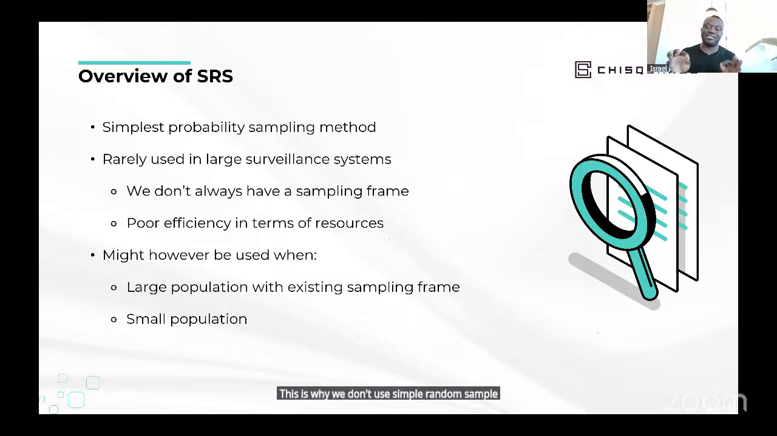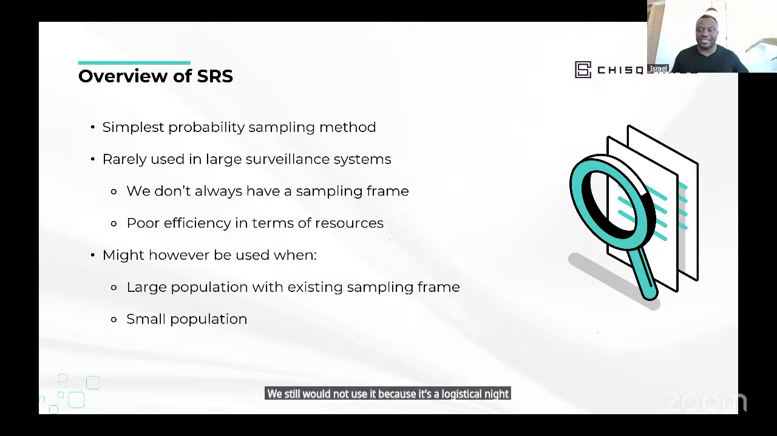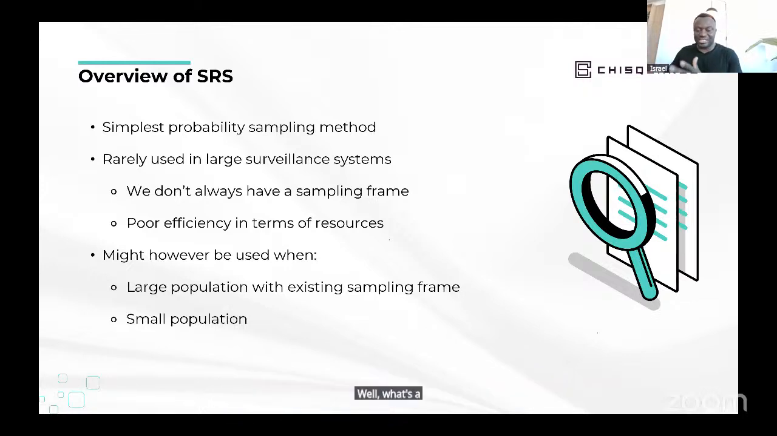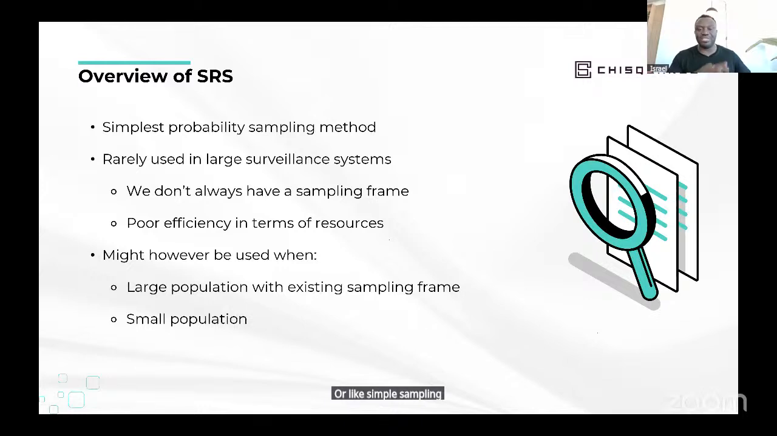Even if we were to have a list of everybody in the country, we still would not use it because it's a logistical nightmare. It's not convenient. So remember that design of studies is not just about science. You also have to worry about the logistics, right? And that is why we tend to use cluster samples in national surveys, because instead of flying all the way to Utah or a county in Utah to sample one person, well, cluster sample says, well, they are there in the cluster. We can just use them all up. So we get a lot of juice for the squeeze with cluster sampling. Unlike simple random sampling, which is awfully inefficient and best suited for just very small things.